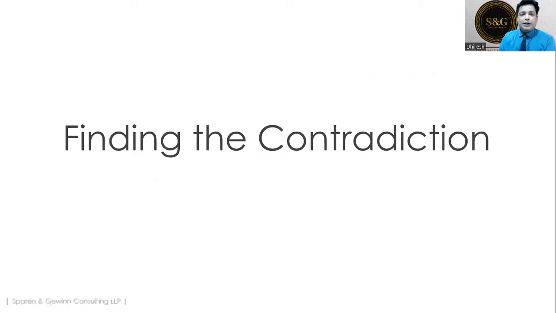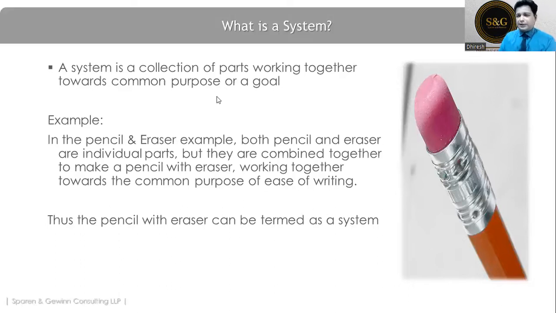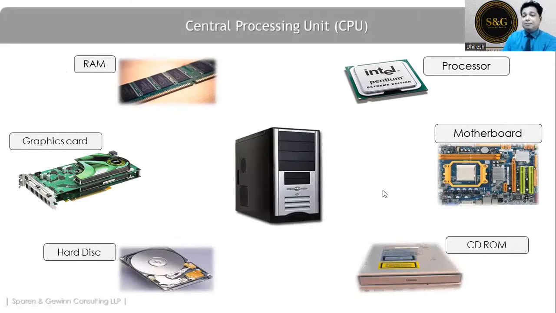Then comes finding the contradiction. In TRIZ, they have identified 39 contradictions. So they first define what a system is. A system is a collection of parts working together towards a common purpose or goal. For example, a pencil with a rubber eraser. If you want to remove something, you can use the eraser; if you write something, you can use the pencil. So it is called a system, and they work in tandem. Similarly, a computer system has RAM, graphic card, hard disk, processor, motherboard and CD-ROM, which are part of the CPU system.